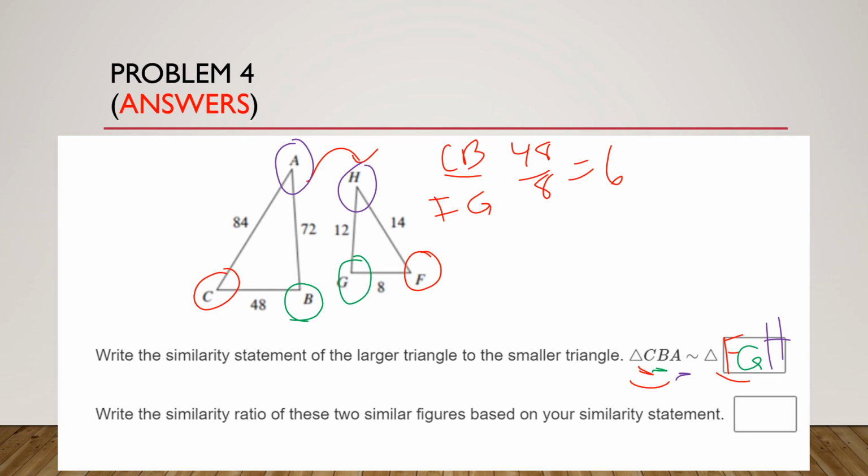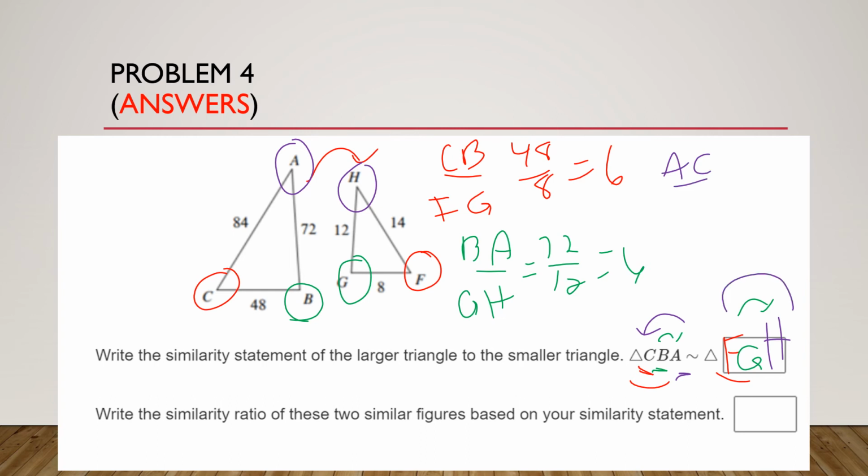But if we want to check, if we now go from B to A, we know that that would also be from G to H. So that would give us 72 to 12, which is also 6. And if I just want to make double sure, if I now come A back to C, that would also be H back to F. So that would give us 84 to 14, which is also 6. So therefore, our similarity ratio would be 6.